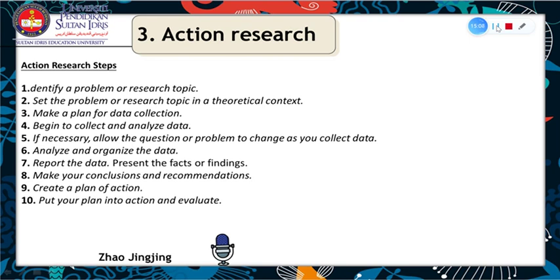9. Create a plan of action. This is when you put the action in action research, based on your conclusions and recommendations. What will you do? You create a plan of action, and as you implement your plan of action, you assess what is happening or how effective it is. Thus, the action research cycle continues.